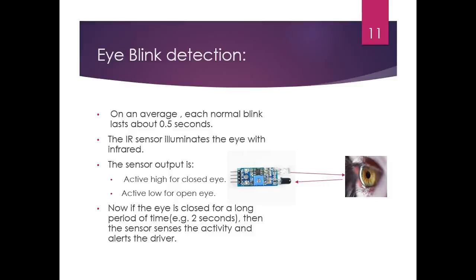Eye blink detection. Here, an IR sensor is used to detect the blink rate of the eyes. An IR sensor has a transmitter and a receiver, so the IR ray is illuminated on the eyes. When eyes are closed, an active high signal is received by the IR receiver. Also, when the eyes are open, an active low signal is received by the IR receiver. So, when the active high signal sustains for more than 1 second, the eyelids are considered to be closed for that period of time. Therefore, the driver is considered to be drowsy and an alert is given.